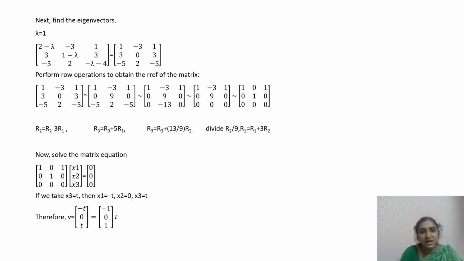Now solve the matrix equation. Consider the matrix equation [1, 0, 1; 0, 1, 0; 0, 0, 0] multiplied with the column matrix x1, x2, x3, which is equal to the column matrix 0, 0, 0. If we take x3 = t, then x1 would be equal to -t and x2 would be equal to 0. Hence our vector would be (-t, 0, t).